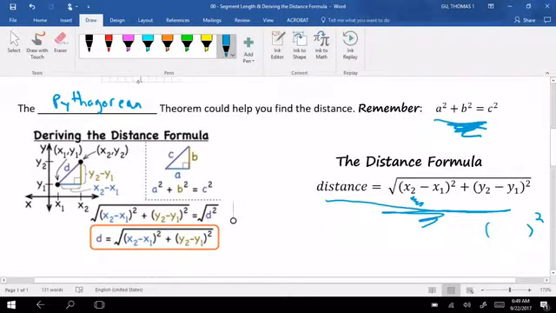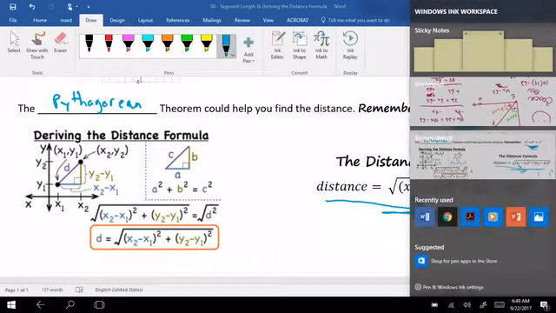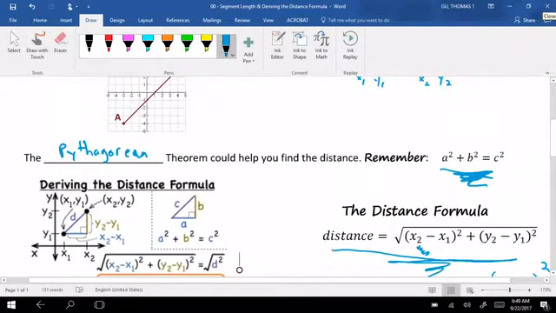So, bonus! How do we even get the distance formula? Where did this formula even come from? Well, remember in the notes right above it, it said that the Pythagorean theorem could help us find the distance.